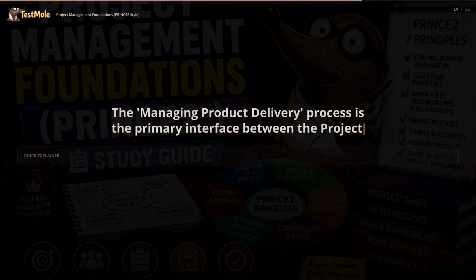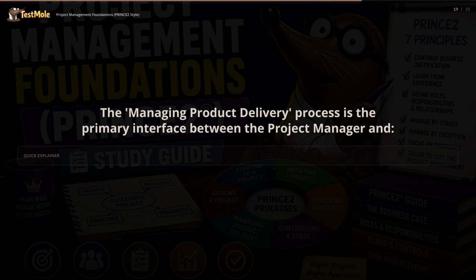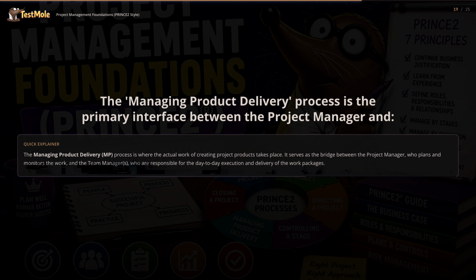The managing product delivery process is the primary interface between the project manager and the managing product delivery (MP) process, where the actual work of creating project products takes place. It serves as the bridge between the project manager, who plans and monitors the work, and the team managers, who are responsible for the day-to-day execution and delivery of the work packages.